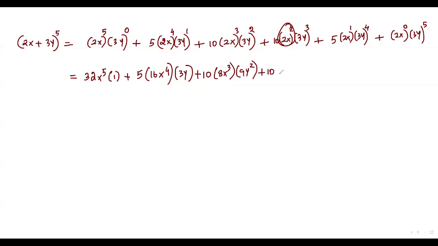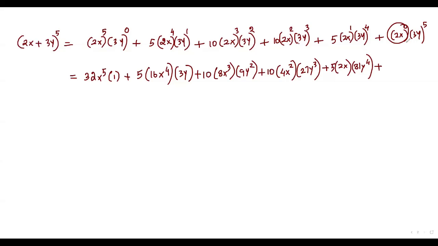When I evaluate this one, I'm getting 4x squared. And when I evaluate this one, 3 raised to the power 3 is 27, y raised to the power 3, that is y cubed. And now positive 5 times 2x raised to the power 1 is just 2x. When I distribute this exponent 4 to the 3, it will be 3 to the fourth power, which is 81. When I distribute this exponent 4 to the y, it will be y to the fourth power.